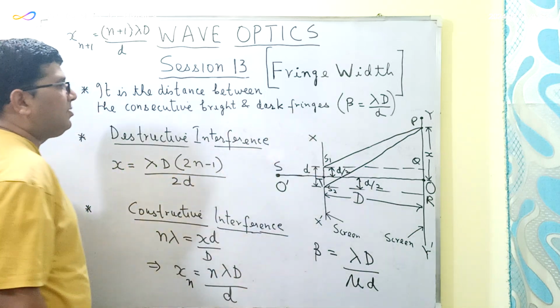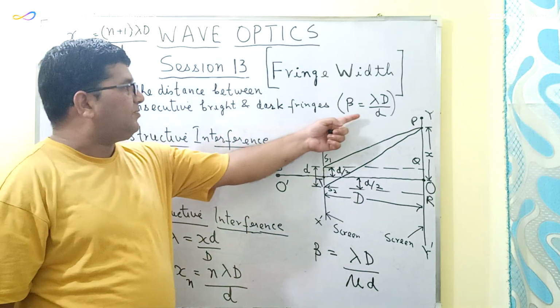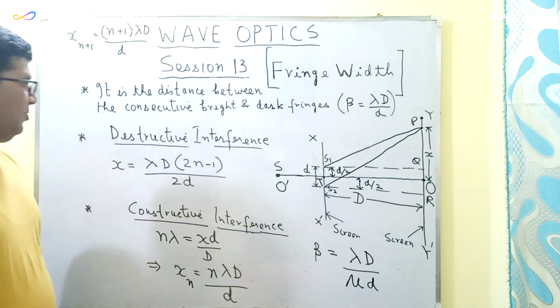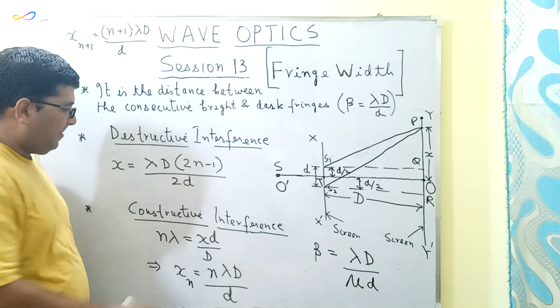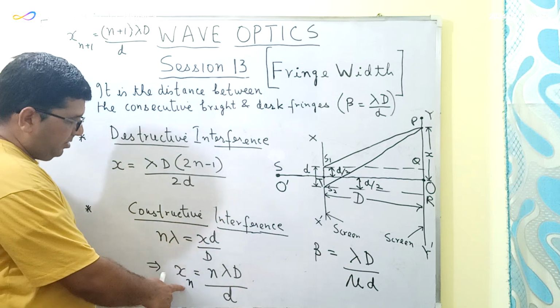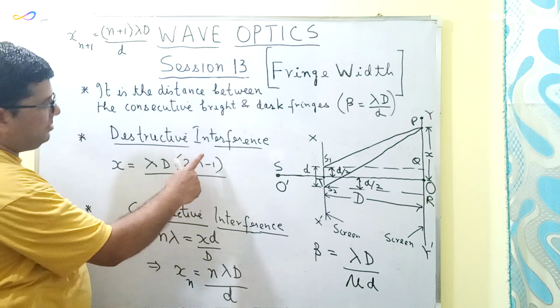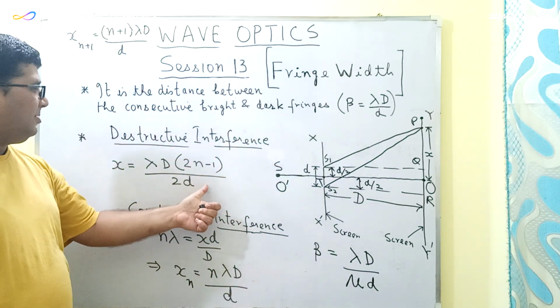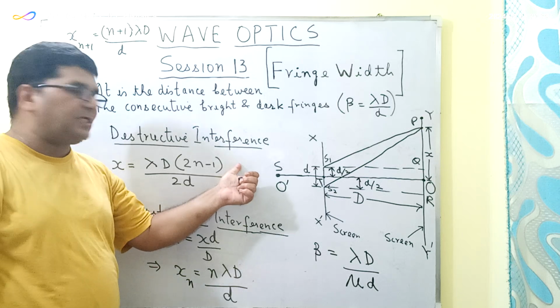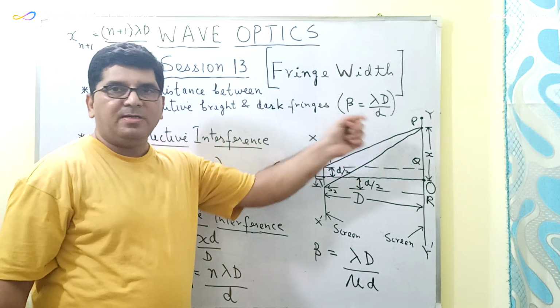So this is all I have for this session: the fringe width is given by beta, which is equal to lambda D upon d. In the case of the bright fringe, the fringe width is equal to lambda D upon d, and in the case of the dark fringe, which is produced in the case of destructive interference, the fringe width is again equal to lambda D upon d.